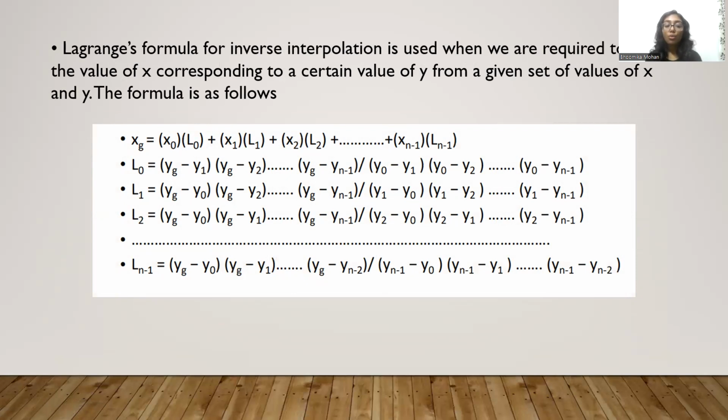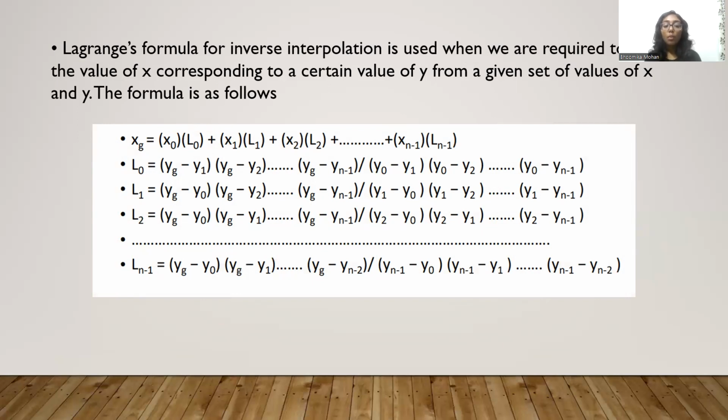The formula is as follows. xg equals x0 into L0 plus x1 into L1 plus x2 into L2 plus so on till plus xn minus 1 into Ln minus 1, where L0 equals yg minus y1 into yg minus y2 into so on until yg minus yn minus 1 divided by y0 minus y1 into y0 minus y2 so on till y0 minus yn minus 1.